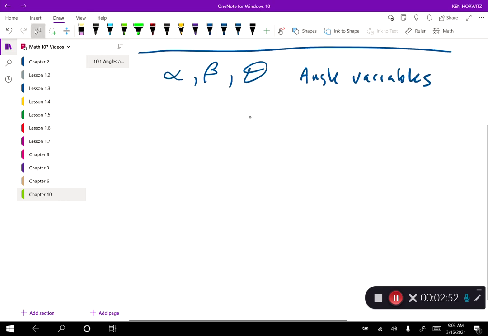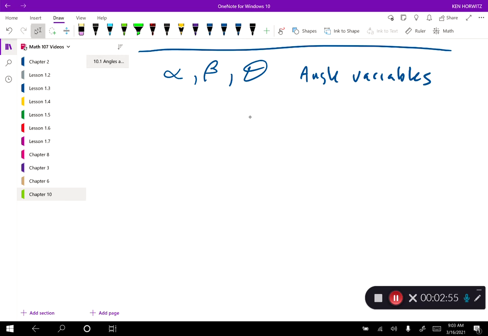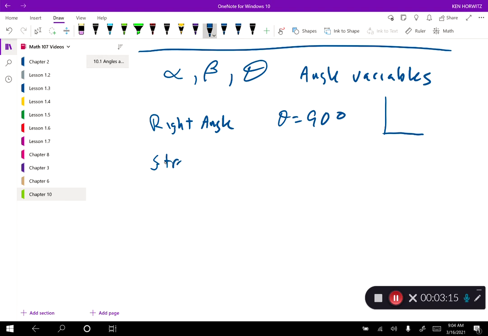All right, there are a couple of special angles. One is called a right angle. A right angle is where theta equals 90 degrees. Okay, and that looks like a corner. A straight angle is where theta equals 180 degrees. And that looks like a line. There's your right angle. There's your theta. It's 180 degrees.